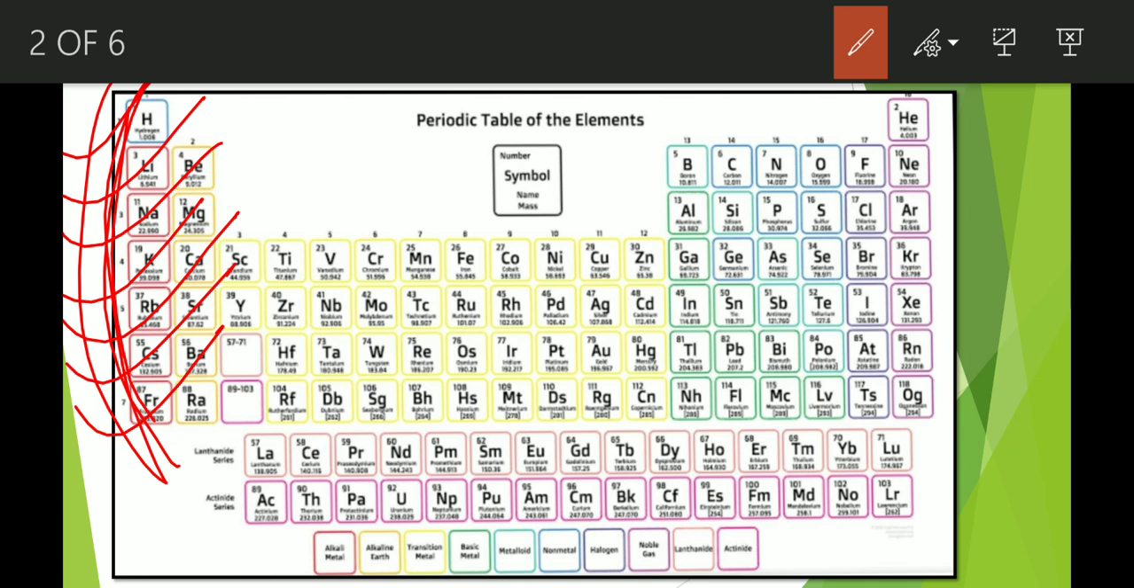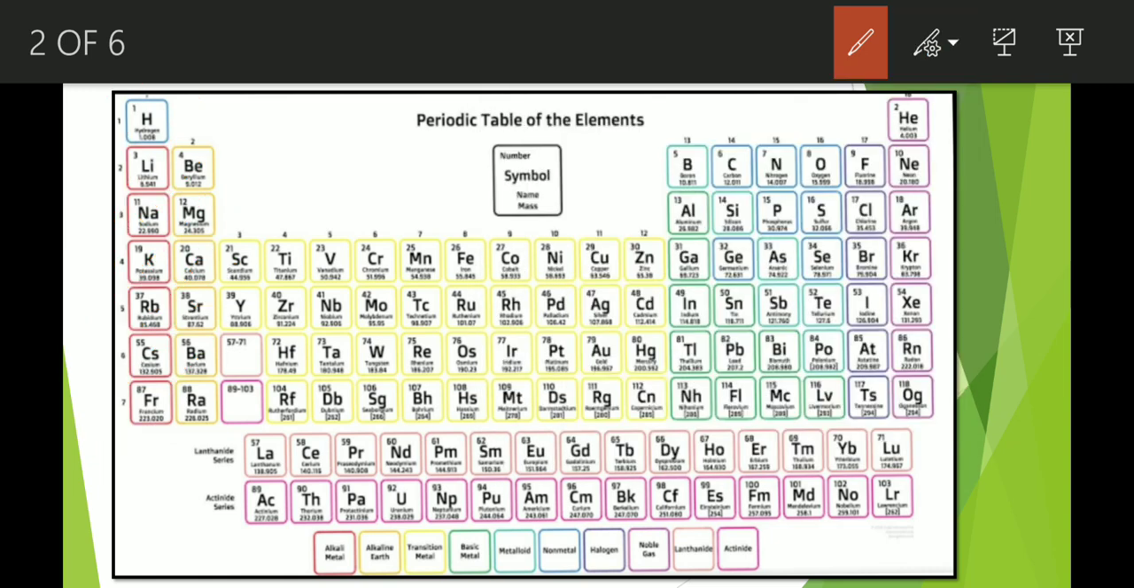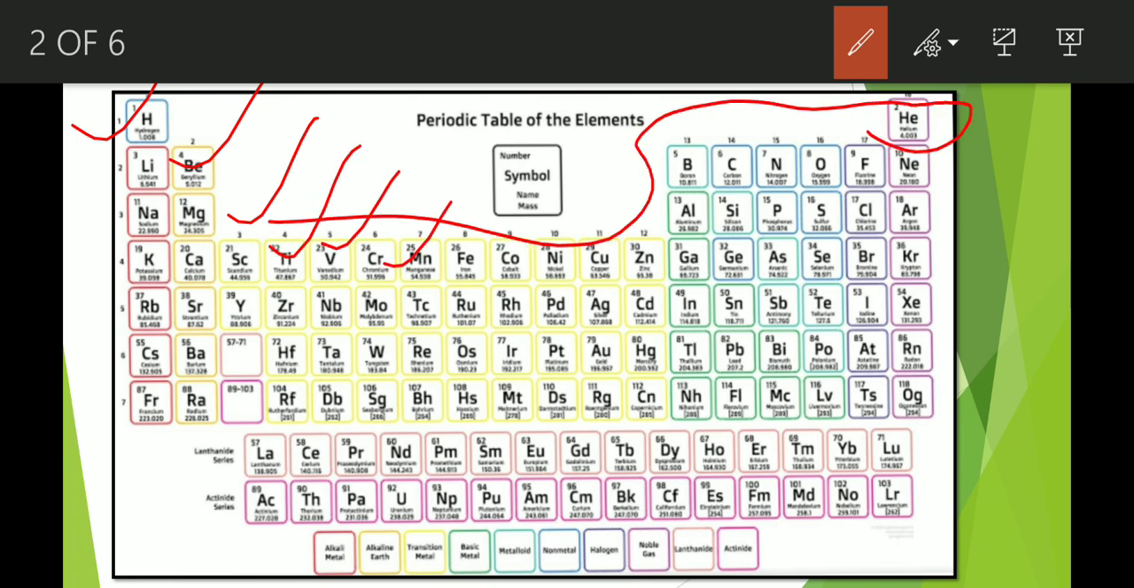And in the periodic table, there are some vertical columns. Those are known as groups. There are 18 vertical columns or groups in total: 1, 2, 3, 4, and so on up to 18. This is the 18th one. All these are the vertical columns. Those are known as groups. So, there are 7 periods and 18 groups in the periodic table.